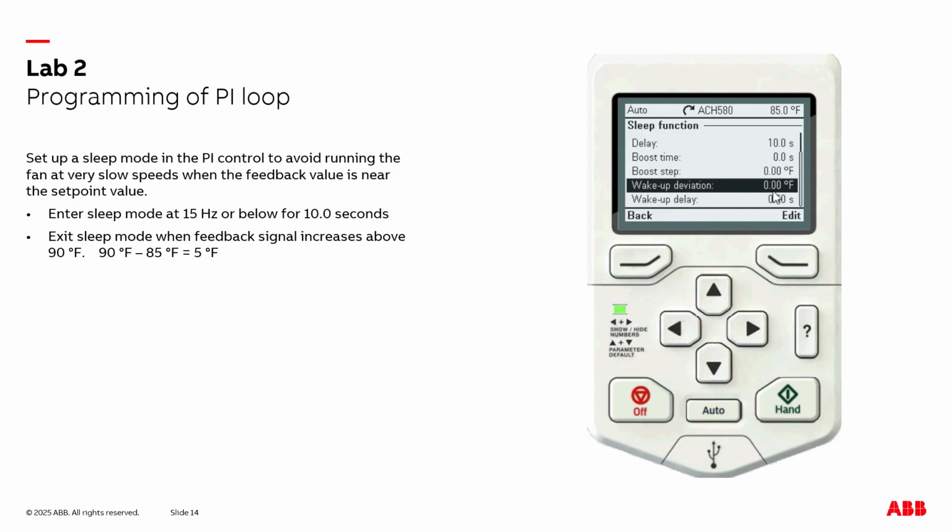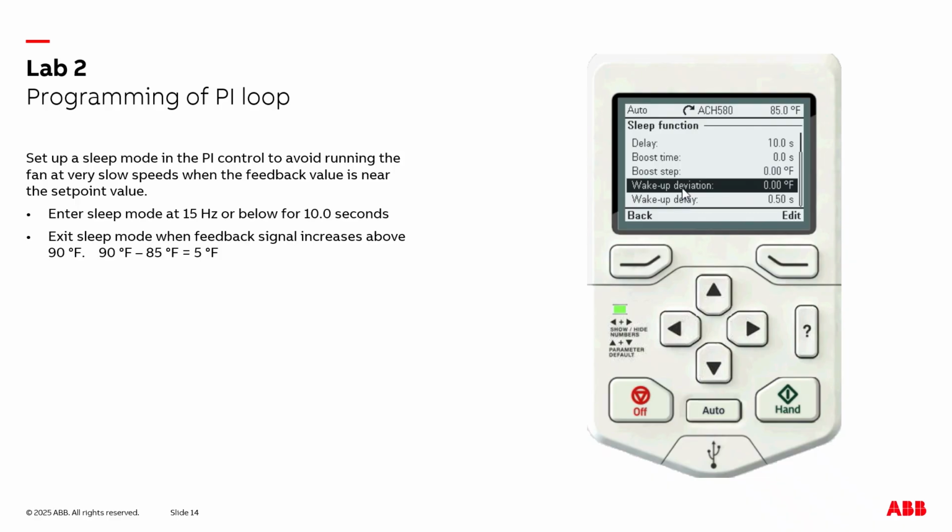Okay, so that means as soon as the temperature goes back above, for example, 85, if we left this at 0, if it went up to 85.1 degrees Fahrenheit, the drive's going to immediately exit sleep mode. We want a little bit of a delay there, so we want to let the temperature go up to 90 degrees Fahrenheit. Now to do this, because it's a deviation, we have to do a little bit of math here.